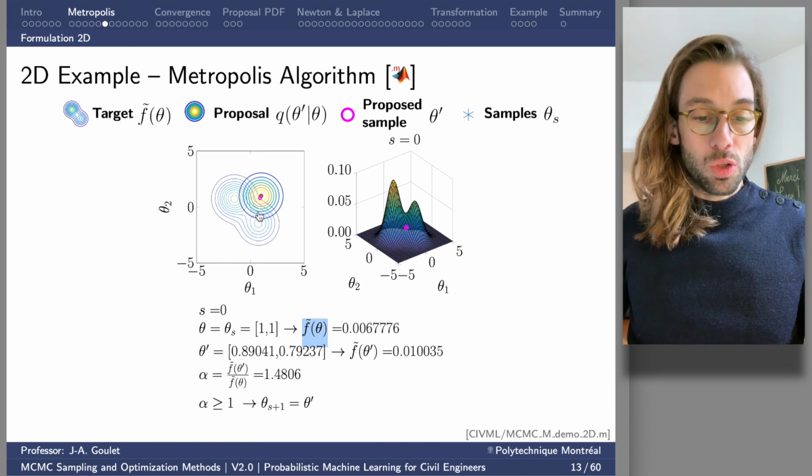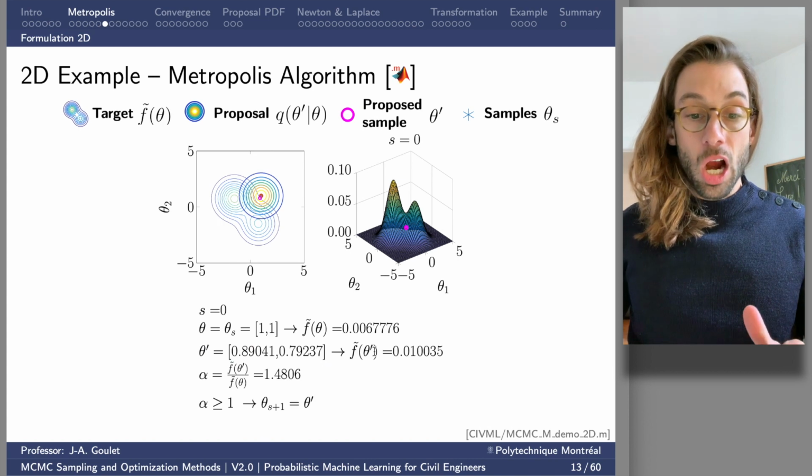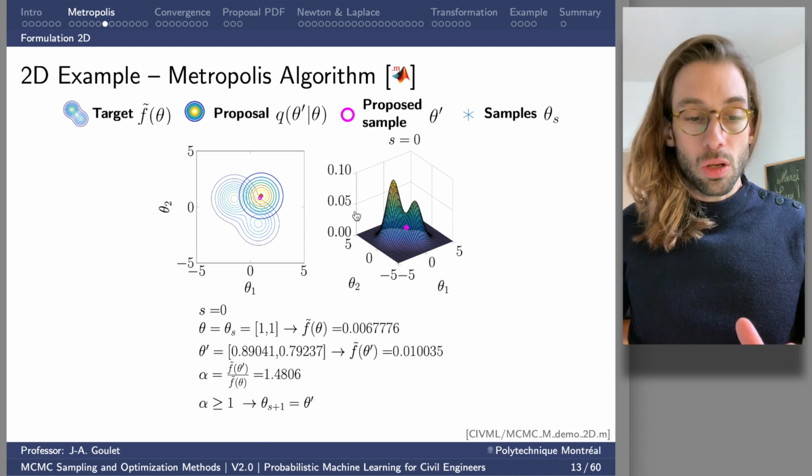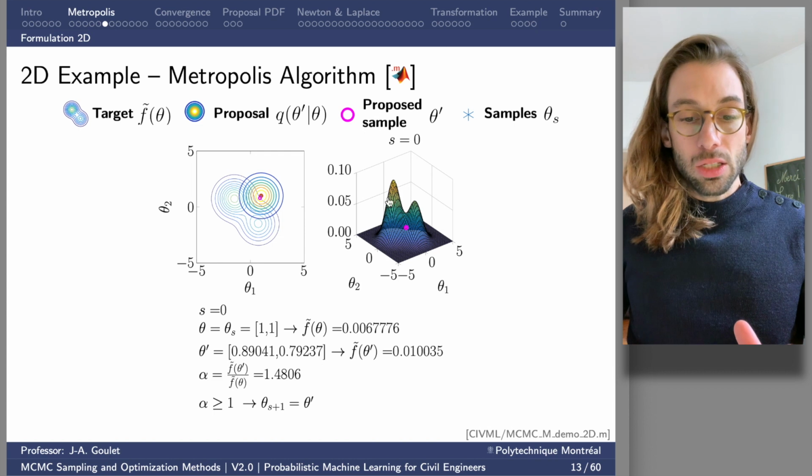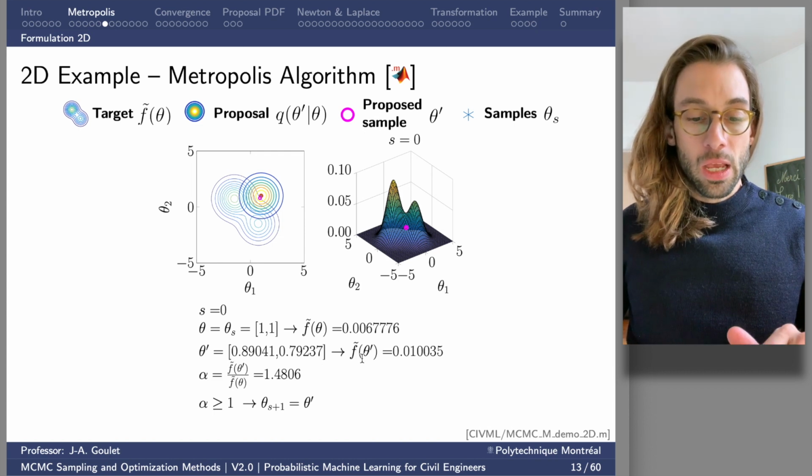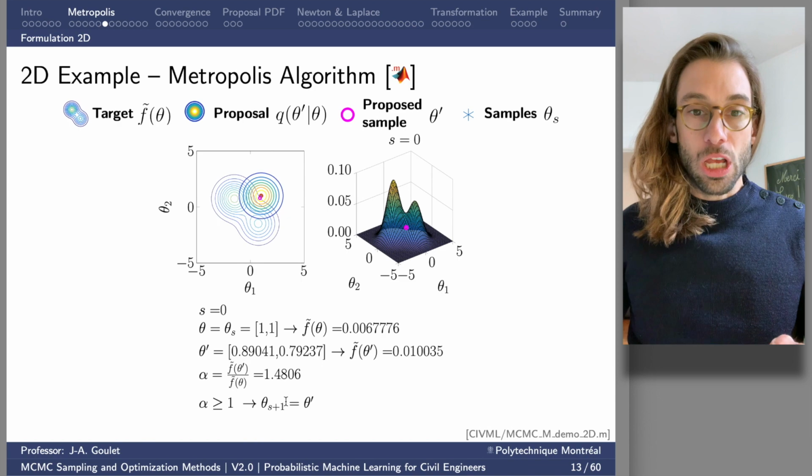I propose, using this two-dimensional proposal PDF, to move to these coordinates in my parameter space. The contour and this surface represent the same thing. The new function value is 0.01. It's greater than this, so my ratio is 1.48, alpha is greater than 1, and I'm going to accept the move.